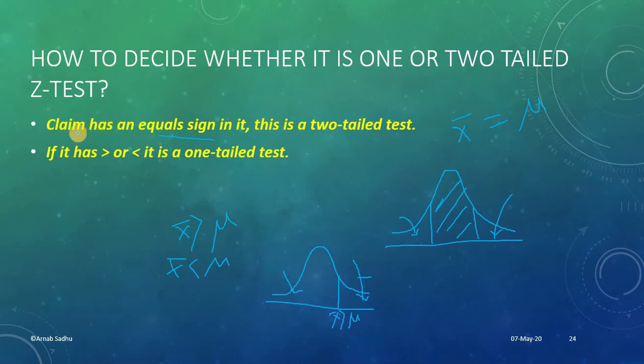So if the claim is equal sign, then you should go for two tail test. If it has greater than or lower than sign, you are going for one tail test.